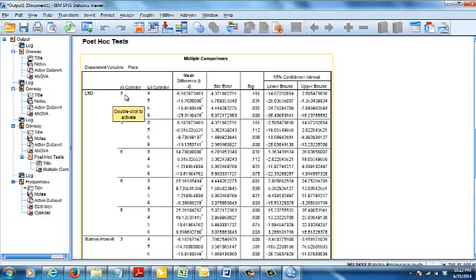So basically, it's looking at the difference between 3-cylinder and 4-cylinder, 3-cylinder and 5-cylinder, 3-cylinder and 6-cylinder, 3-cylinder and 8-cylinder, and the mean difference is given to you as I minus J. So that's 3 minus 4. A mean difference of 6.18, which is negative, means that the 4-cylinder car, on average, costs $6,184 more than the 3-cylinder car.